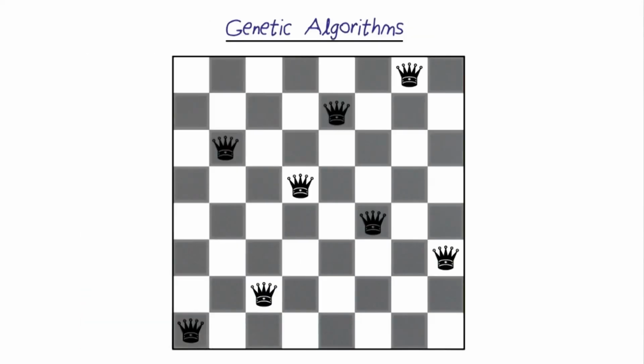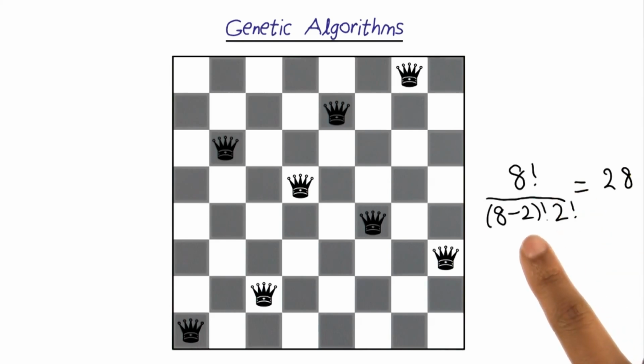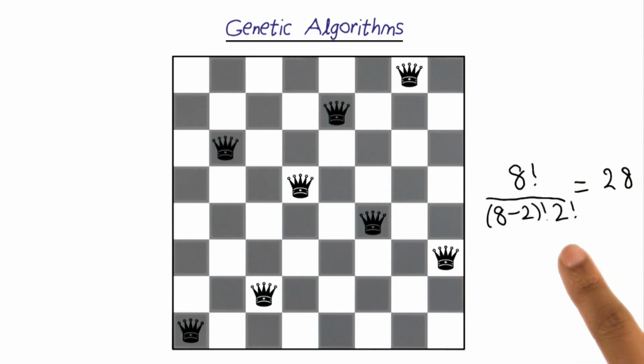Another specific we need to know before doing our genetic algorithms example is that there are 28 possible pairs of attacking queens on this 8x8 board. How did you figure that out? Well, we have 8 queens and we want to examine every possible pair that could attack each other. So that is 8 choose 2, or 8 factorial over 8 minus 2 factorial times 2 factorial.